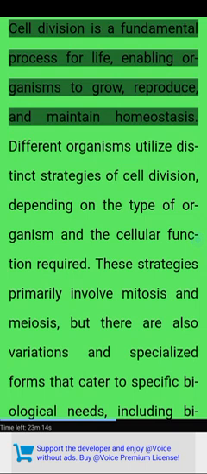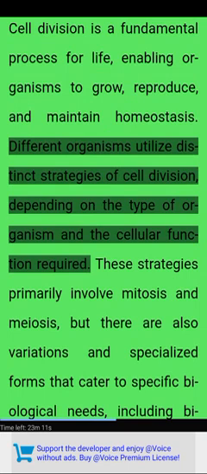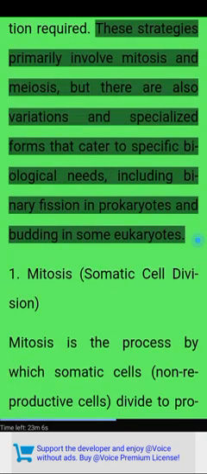Cell division is a fundamental process for life, enabling organisms to grow, reproduce, and maintain homeostasis. Different organisms utilize distinct strategies of cell division, depending on the type of organism and the cellular function required. These strategies primarily involve mitosis and meiosis, but there are also variations in specialized forms that cater to specific biological needs, including binary fission in prokaryotes and budding in some eukaryotes.